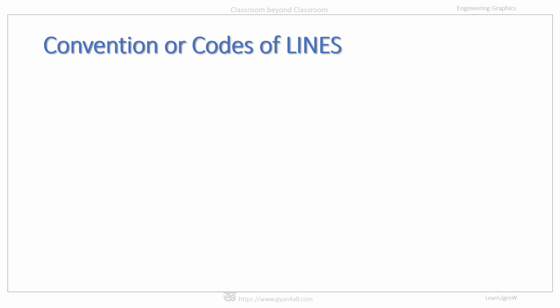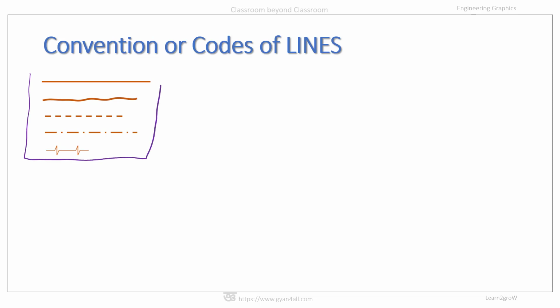Today we'll discuss the conventions or codes of lines in engineering drawing. A drawing is made up of different types of lines. In mathematics and geometry, a line is a one-dimensional figure, so it has length only and no width. Engineering drawing is a combination of different types of lines.